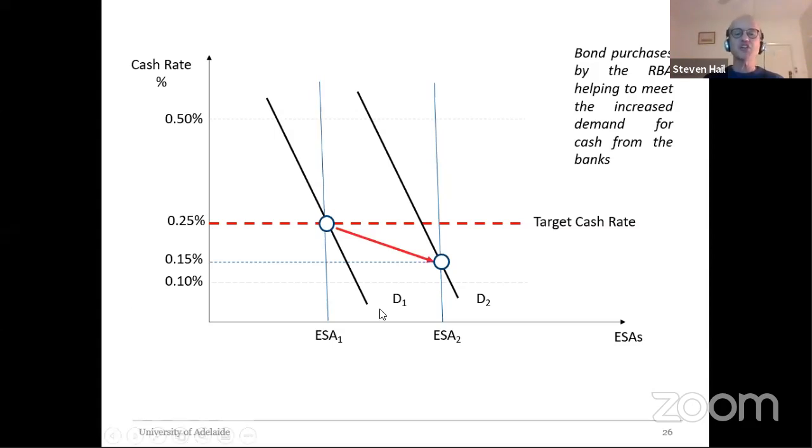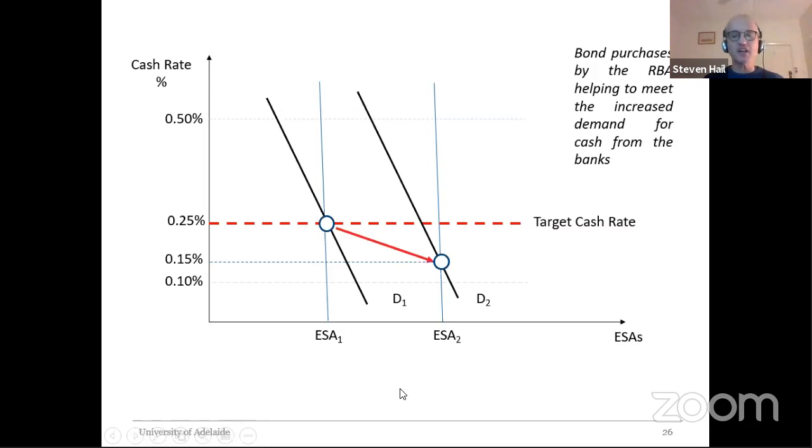These are very uncertain times. So even before the change in policy, even before the implementation of quantitative easing, there'd been an increase in demand for exchange settlement account balances from the banks. If the RBA had bought government bonds, but only to the extent that was necessary to increase the supply of exchange settlement account balances in line with the increase in demand for them, then again, the cash rate would have stayed at the RBA's target of 0.25%, but they haven't done that.